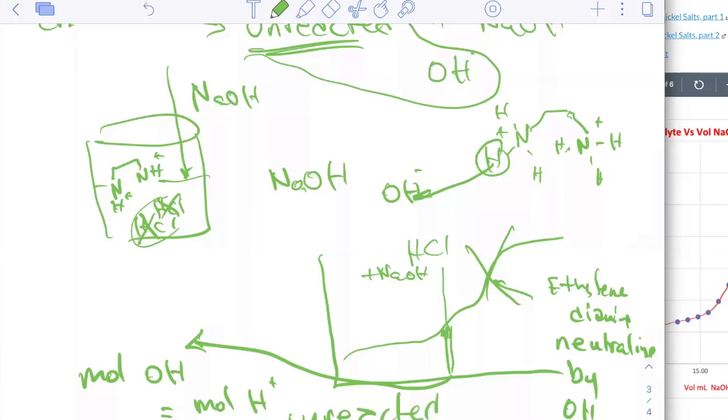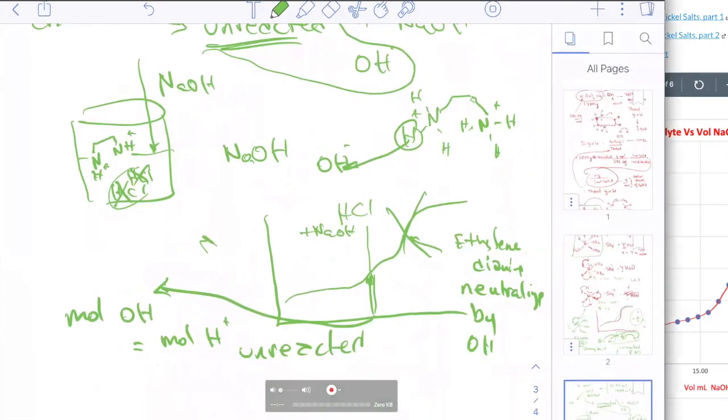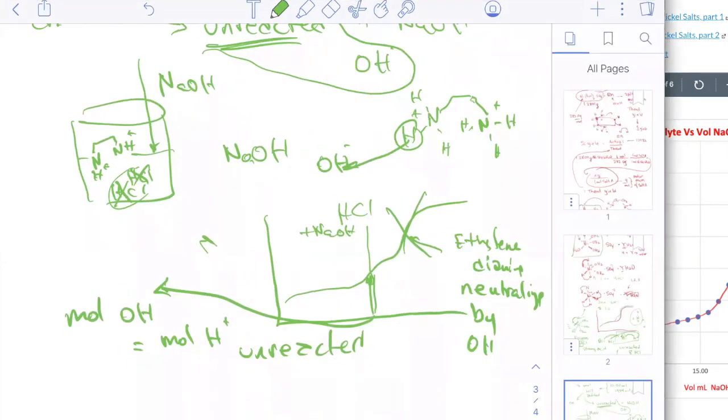And why do we want to know the moles unreacted? Because then we can go back here. Professor? Yes. Right at the beginning, what happens with the sulfate when you titrate hydrochloric acid? Does it just pretty much dissolve and it's irrelevant? Yes, it's a spectator. Exactly. The sulfate doesn't do anything. So don't worry about that.